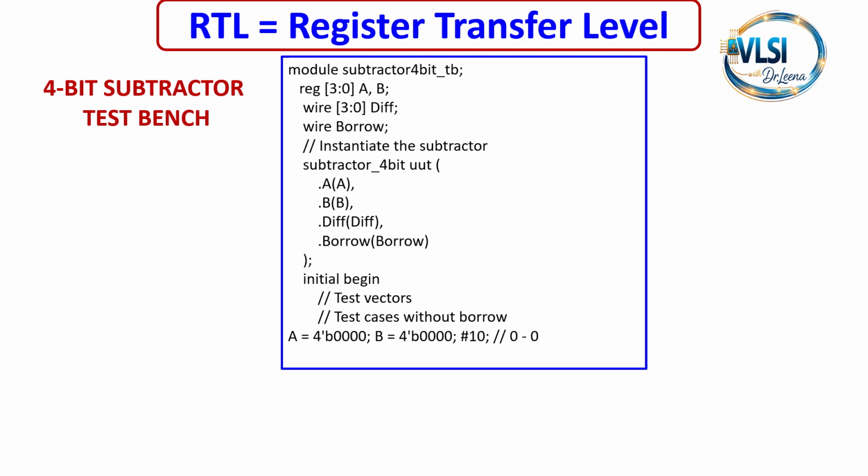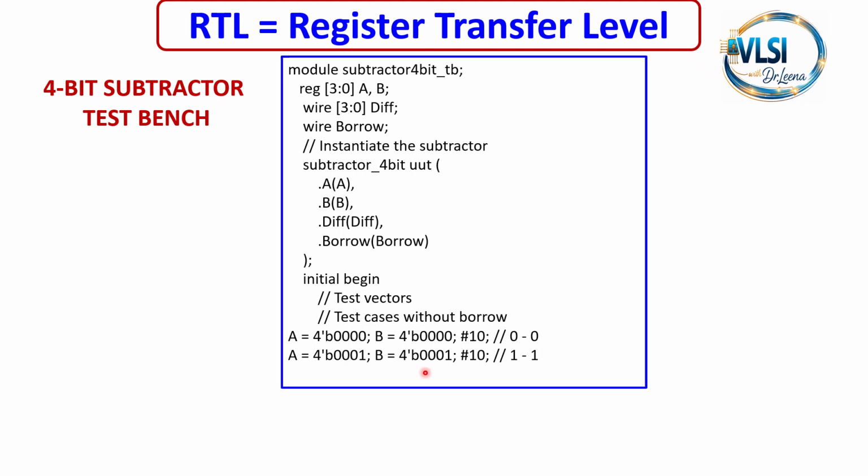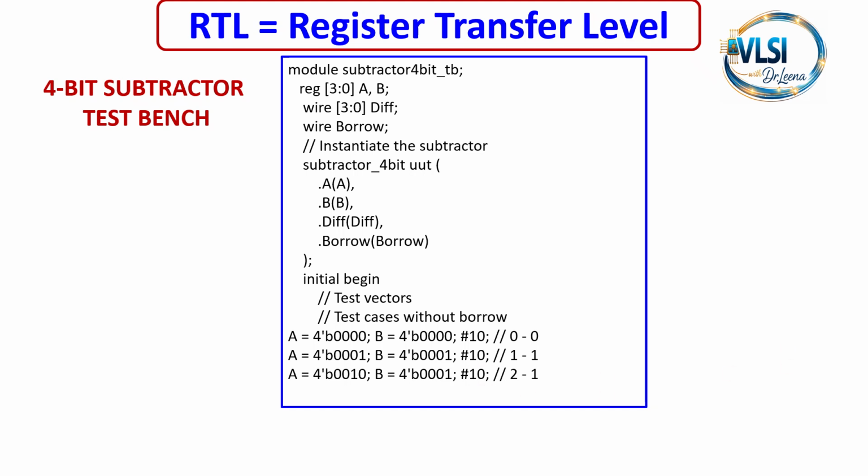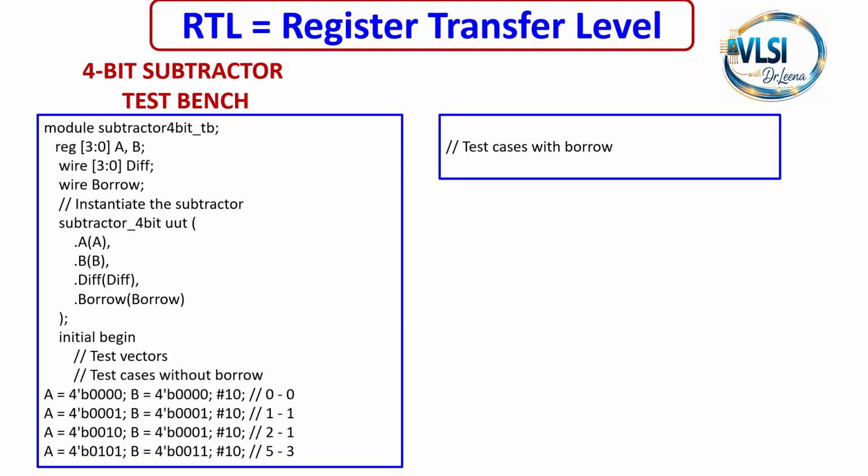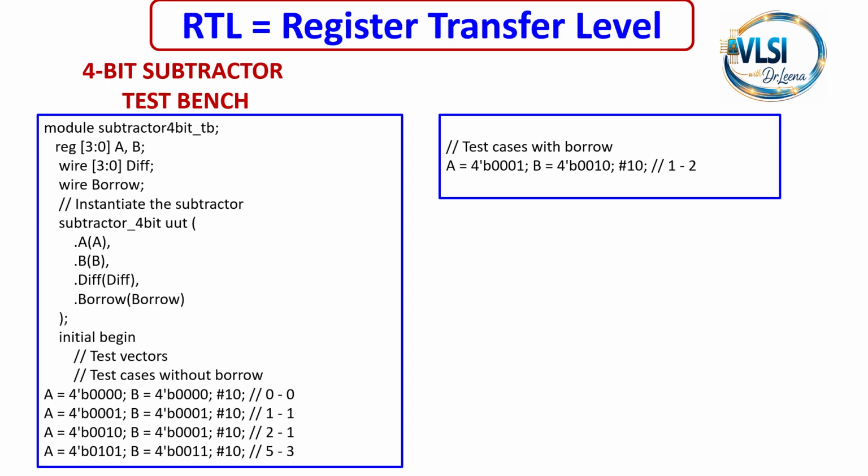units to complete the operation, and I'm giving the next test case, that is A is given as 1 and B I'm giving 1 and waiting for 10 time units. I'm giving the next test case, and then after giving the test cases without borrow, I'm going for the test case with borrows. That is, look at this.